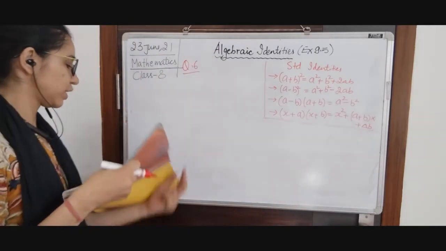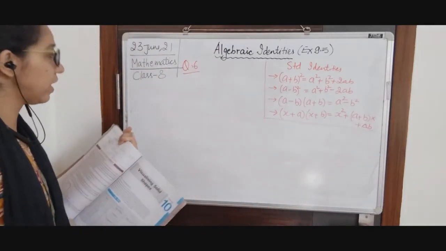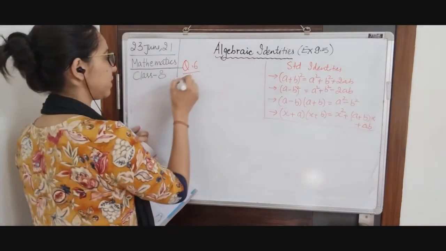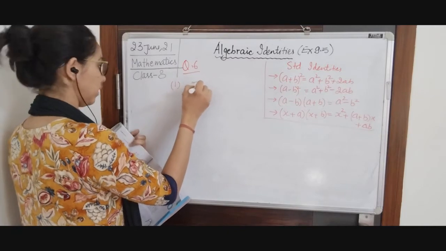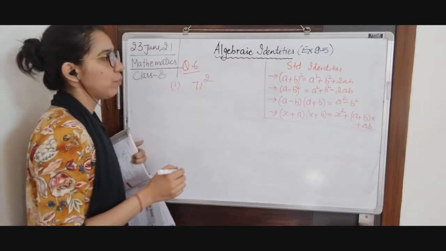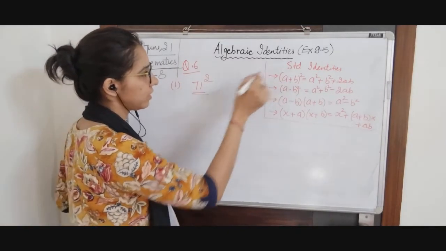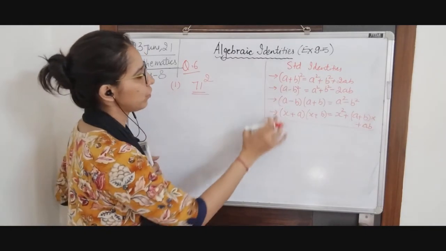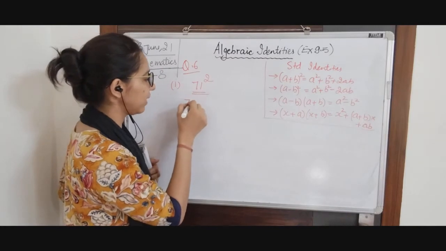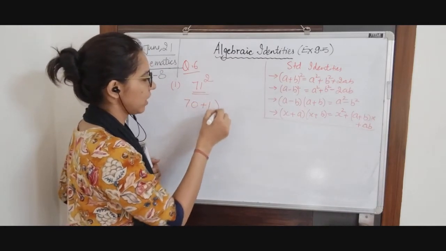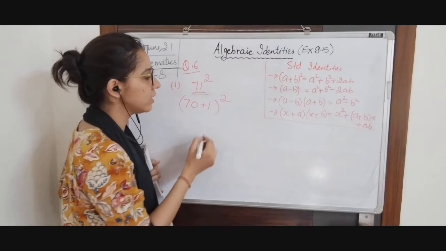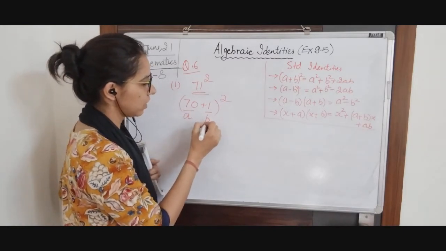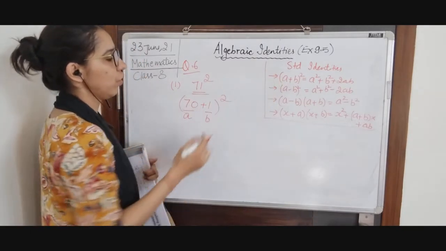So in question number 6, we have to evaluate the given squares with the help of identities. We have to first evaluate 71 square, but we have to use the identities. So what identity should we use? I can write it as 70 plus 1, can I not? Yes. So now I can take 70 as a and 1 as b, and then I'll use the formula for this.